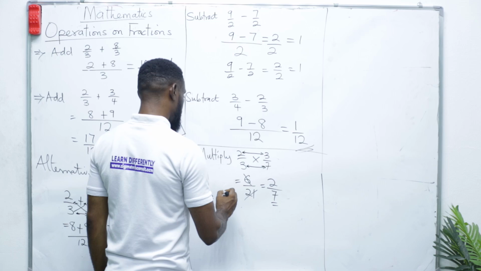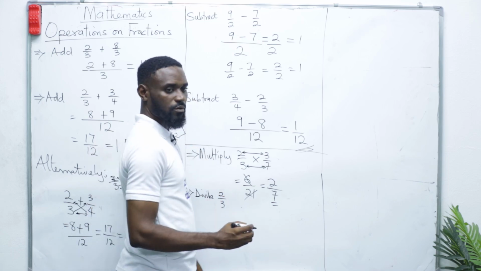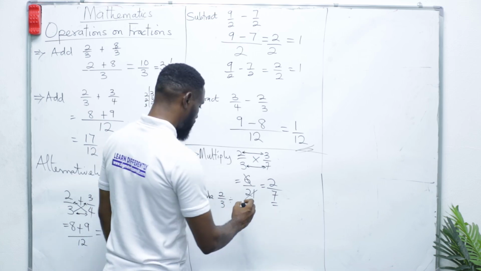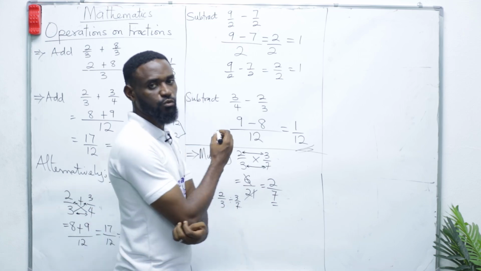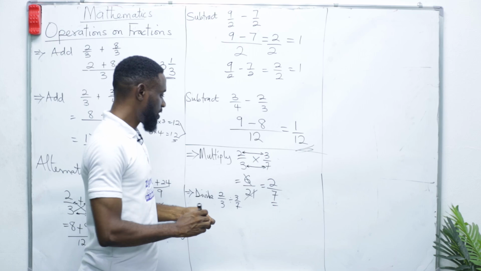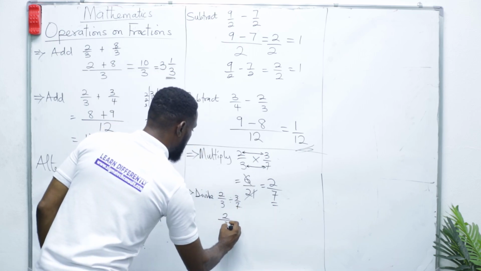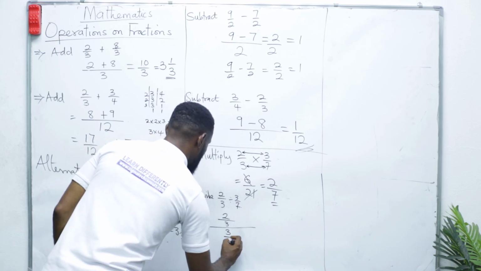Divide 2 over 3 by 3 over 7. Okay. 2 over 3, 3 over 7. Now, this thing is 2 over 3 divided by 3 over 7.